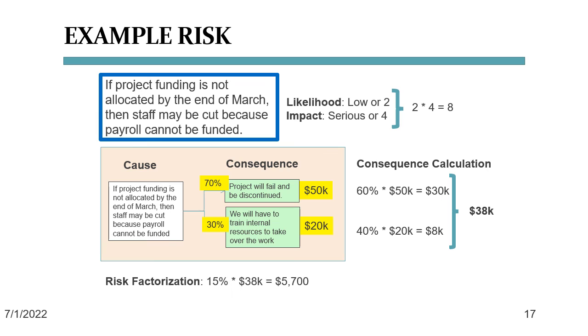Now we can take those likelihood percent, which was 15, and multiply the $38,000 by the 15%, and out comes $5,700. We can now set those $5,700 aside in our contingency budget to possibly pay for this risk. But we need to continue to monitor its likelihood and redo this calculation as the likelihood and the consequences change.